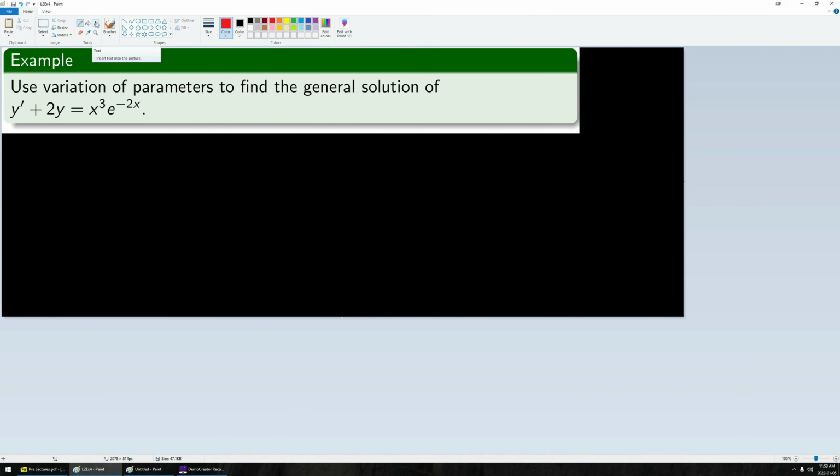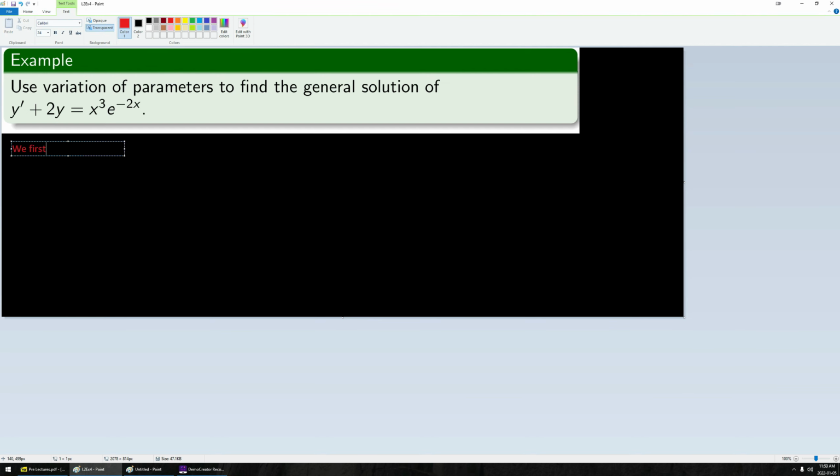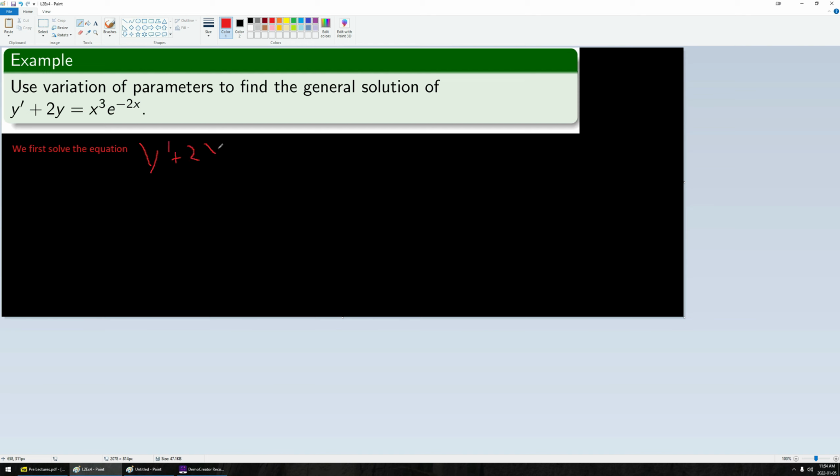Well, if I want to use variation of parameters to find a general solution to a non-homogeneous first-order linear differential equation, I first need to solve the homogeneous equation. So we first solve the equation. And what equation are we going to solve? Well, it's going to be the exact same equation that I had here. So y prime plus 2y. But it's going to be equal to 0 instead of x.